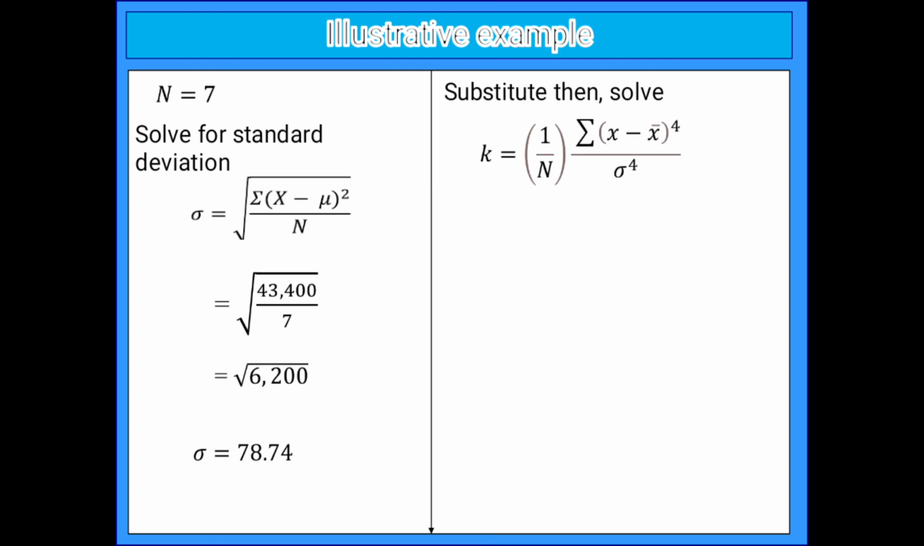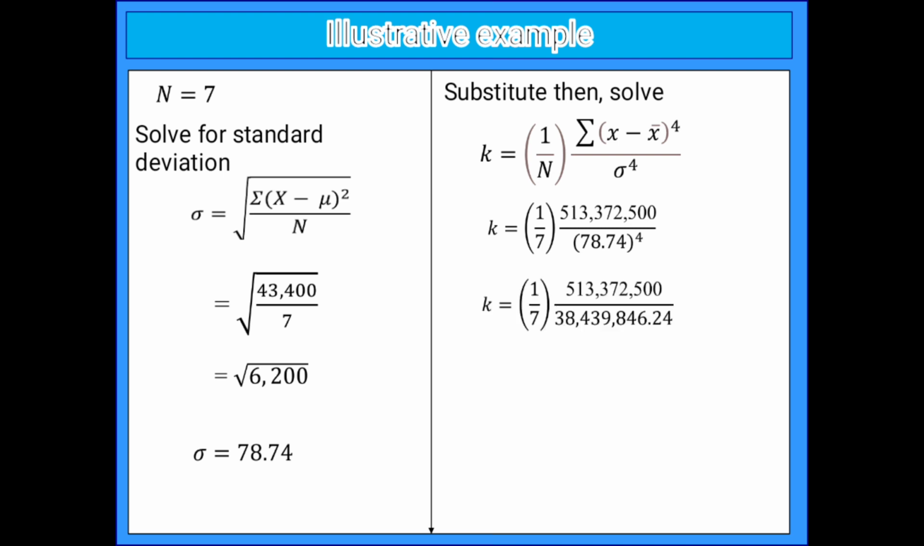Given this formula for getting the kurtosis, just substitute all of the values that we have already computed. So we have kurtosis is equal to 1 over 7 times 513,372,500 divided by 78.74 raised to the fourth power. And 78.74 raised to the fourth power is 38,439,846.24.